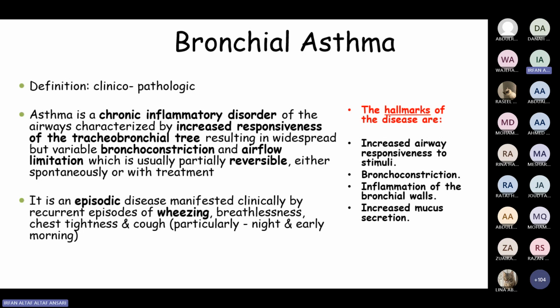Is it clear for all of you to understand the definition of bronchial asthma? Yes, doctor. Okay. So it is an episodic disease characterized by chest tightness, cough, and wheezing. And what is there? There is increased airway responsiveness, bronchoconstriction, inflammation, and excessive mucus secretion.